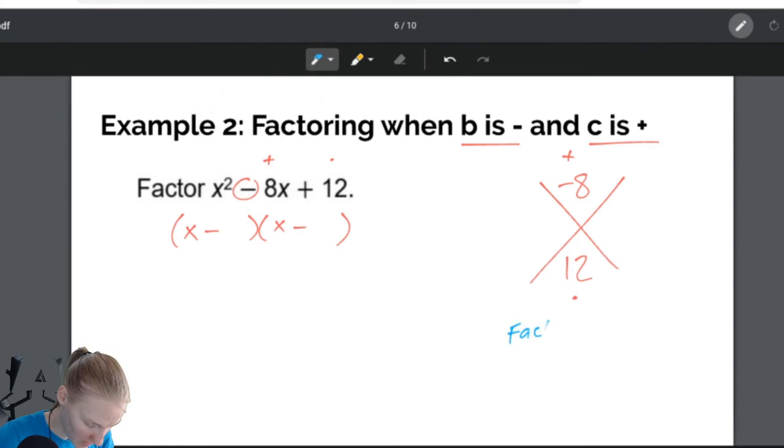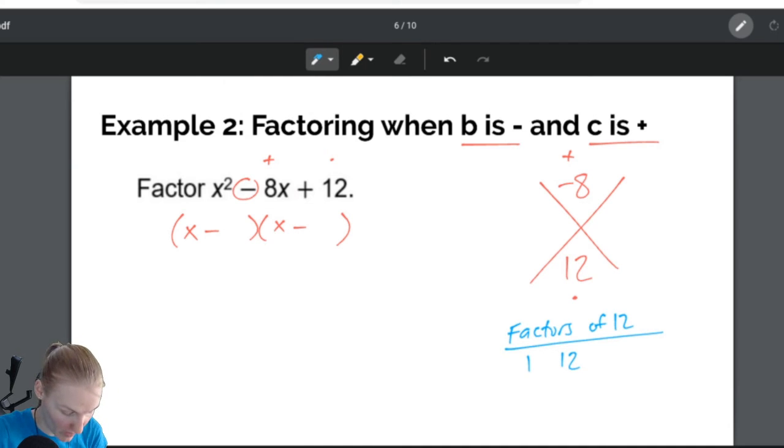What are the factors of 12? Let's see. I know 1 times 12 is 12. But if I, oh, whoops, subtract. They subtract up here. I want to subtract them to get -8. Oh, wait, no. That's okay. We can have add there, and we'll just make both of these negative.